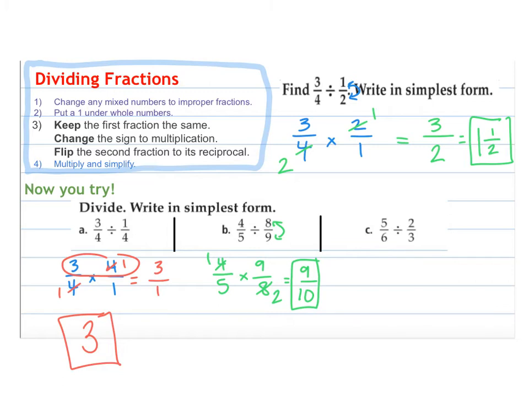Next one, 5/6 divided by 2/3. Keep, change, flip. So keep as 5/6. Change from division to multiplication, and flip the second fraction to 3/2.